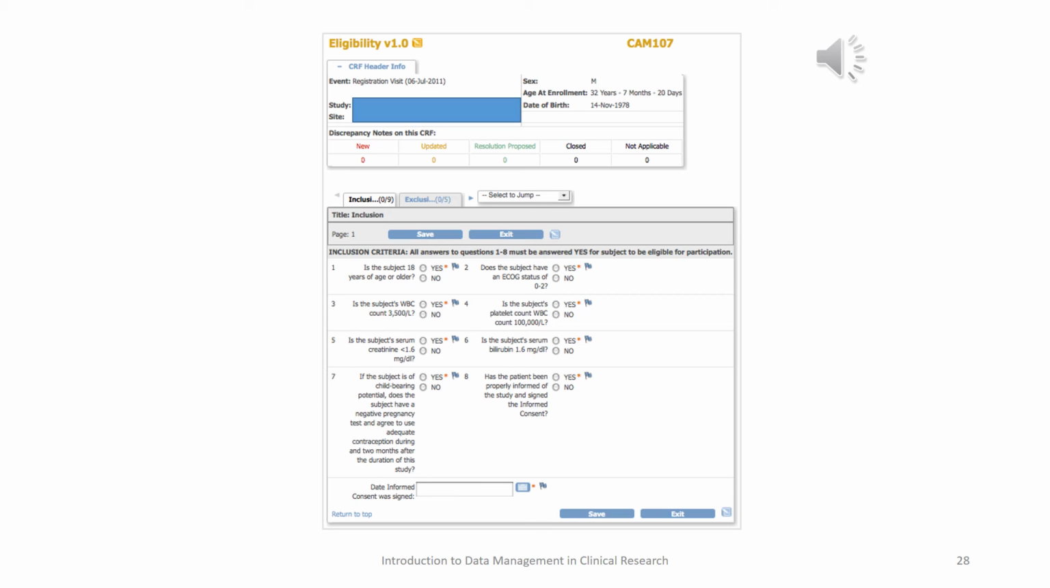Remember, we want to see yes answers for the inclusion criteria. If you notice down there on question number 8 at the bottom, it says, has the patient been properly informed of the study and signed the informed consents? We have yes or no written there, so that's a good use of that particular data set.